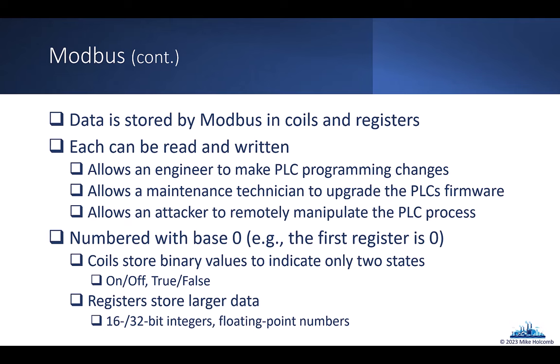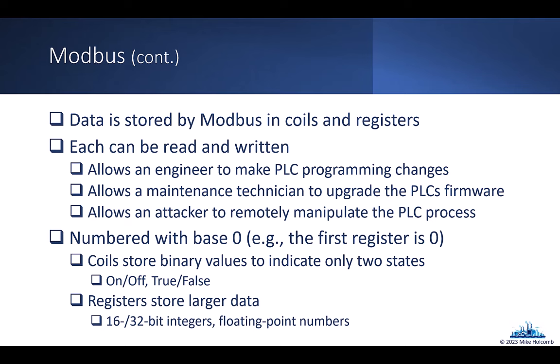But when we store information in coils and registers, coils store a single bit, right? It's 0 or 1, so true, false, on, off. When you load that value, you either see a 0 or a 1. So we'll see those in Wireshark.